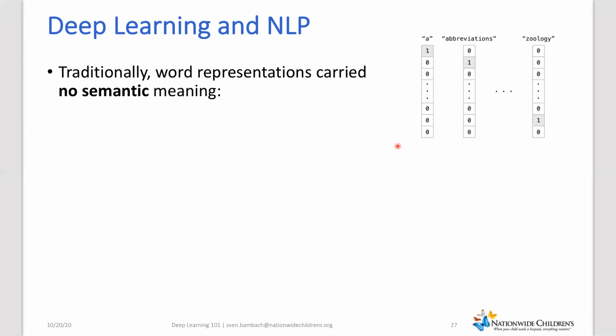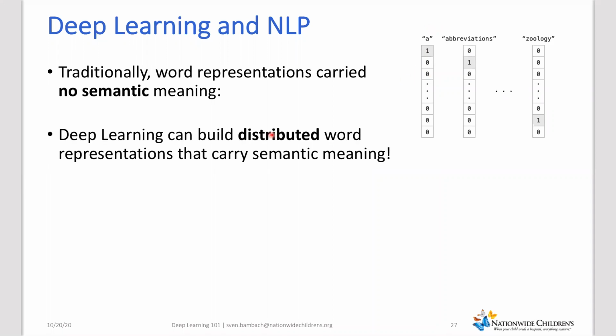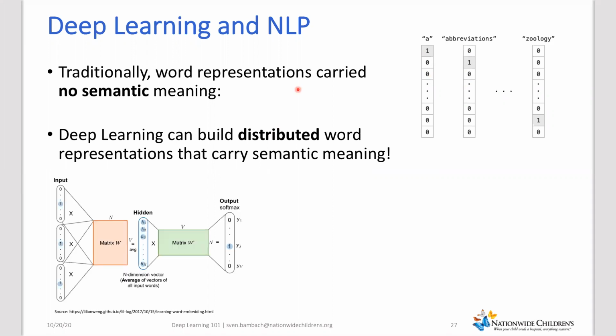Traditionally, there was not a very easy way to represent words as numbers that are semantically meaningful. You might be able to encode every word in the English language into some vector of numbers, but those numbers don't really have any meaning. The vector for abbreviation might look similar to the vector for A, but those words have nothing to do with each other. With deep learning, what you can do is you can actually learn what is called a distributed word representation. And that's important because it gives you a vector that actually carries semantic meaning.